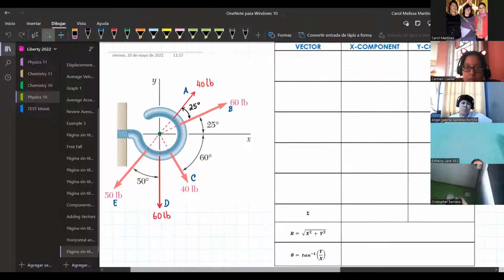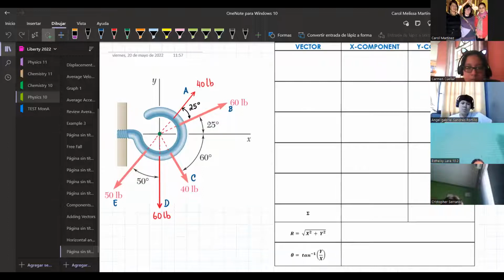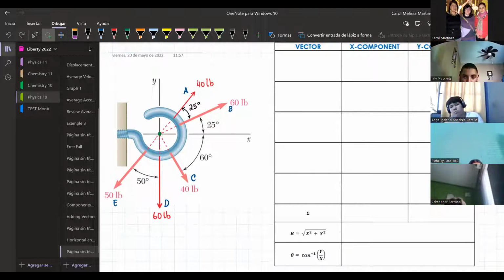So I'm going to start with the first vector, which is vector A. Can anyone please tell me what is the angle that the vector A has from the x-axis? 50 degrees. So it is important, remember, that all these angles need to be measured from the x-axis or from the y-axis, because the idea is that we form a right triangle.